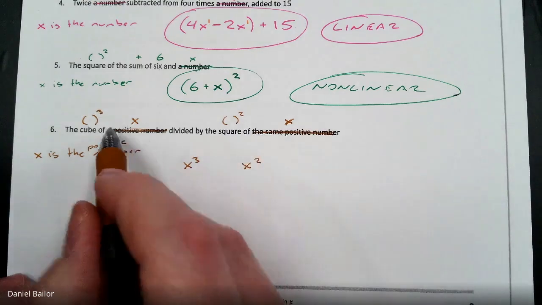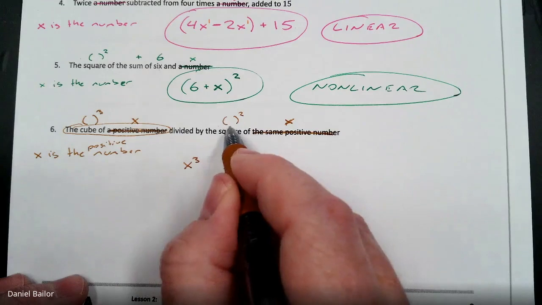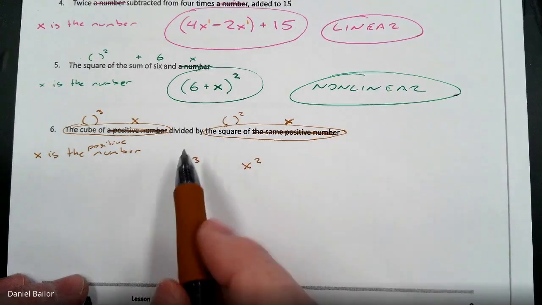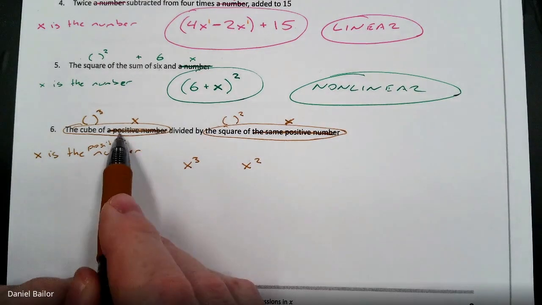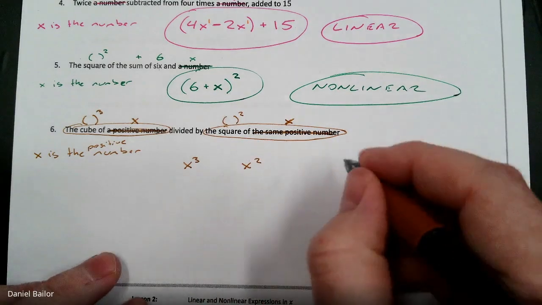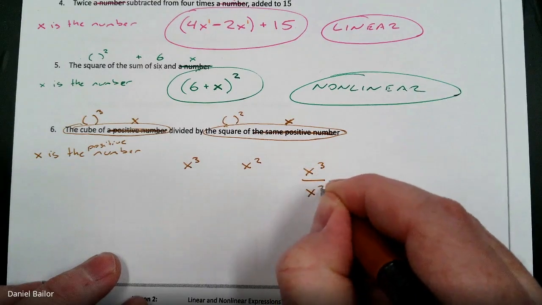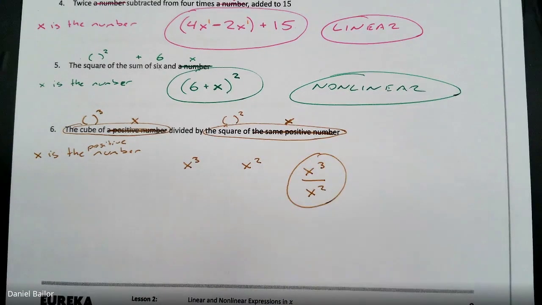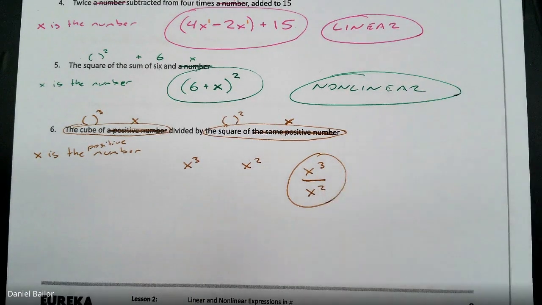So we did this part. We did this part. The part in the middle means divided by. So now I need to do the cube divided by the square. So I take these pieces and I divide them. So my expression is going to be that. That's my expression: the cube of x divided by the square of x.